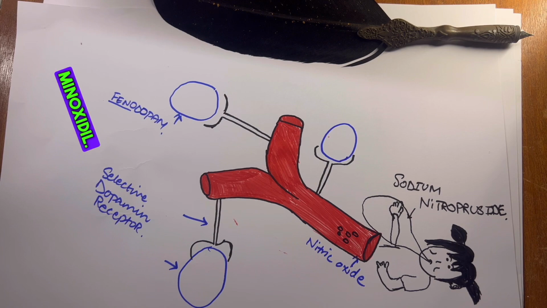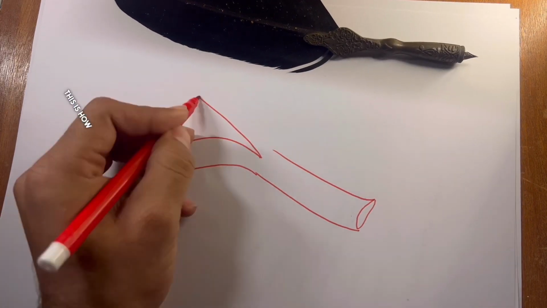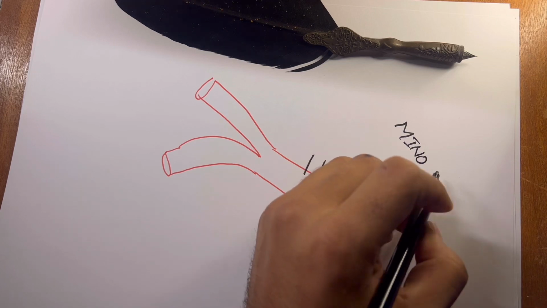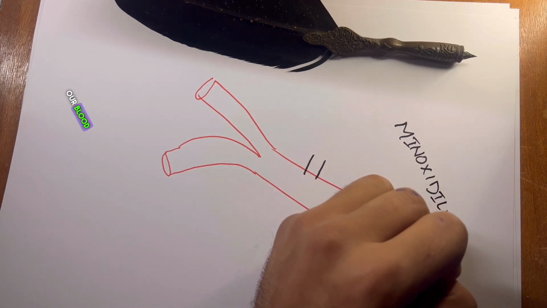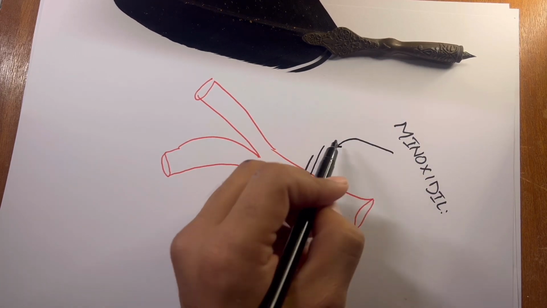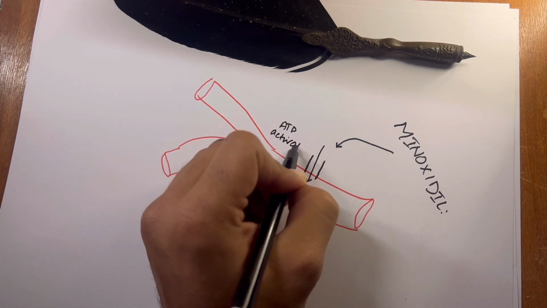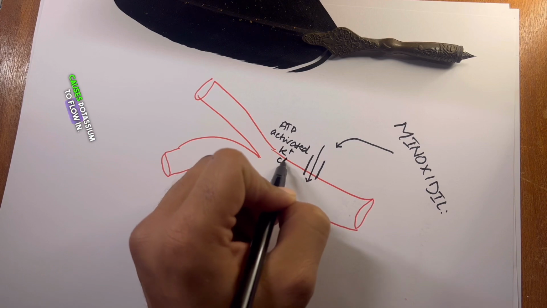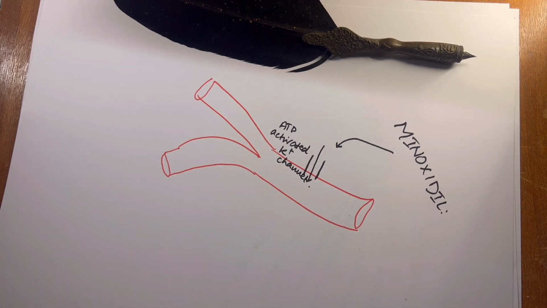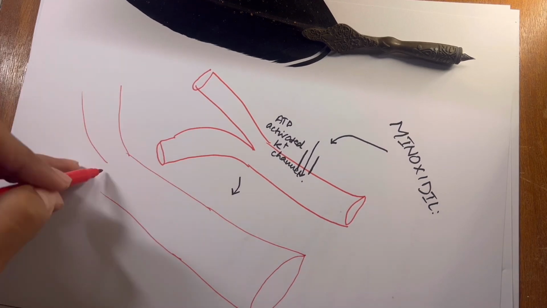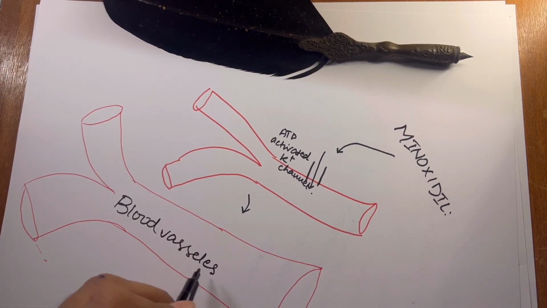Now let's discuss minoxidil. This is how minoxidil operates in our blood vessels. Our blood vessels have multiple channels, such as ATP-activated potassium channels. Minoxidil causes potassium to flow in. Due to minoxidil, vessels dilate, because potassium influx has occurred.